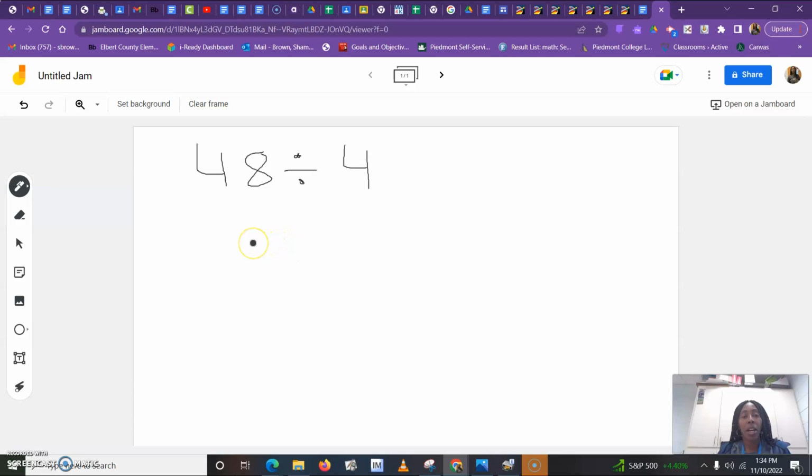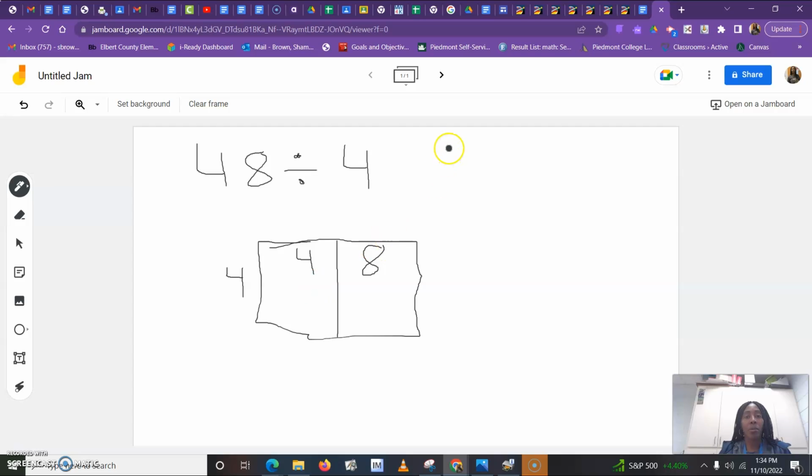So, I see I have 48 divided by 4, so I know I need 2 boxes. Excuse my crooked lines. So, I will write my 4 in this first box and my 8 in the second box to represent 40 and 8. Okay, and I'm dividing it by 4, so 4 goes on the outside.